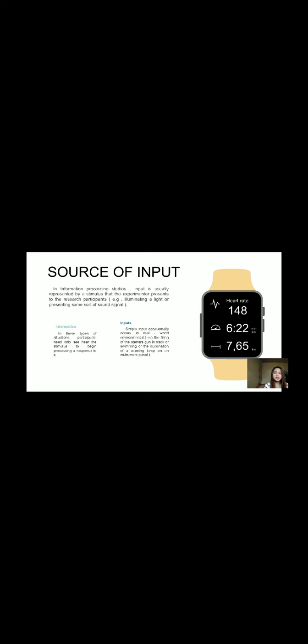Source of input. Input is usually represented by a stimulus that the experimenter presents to research participants. In this type of situation, participants need only see or hear the stimulus to begin processing a response to it. So, the three information processing stages are stimulus identification, response selection, and response programming.